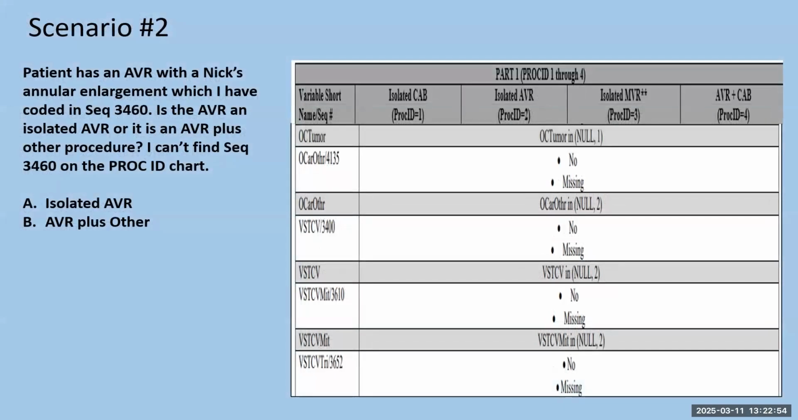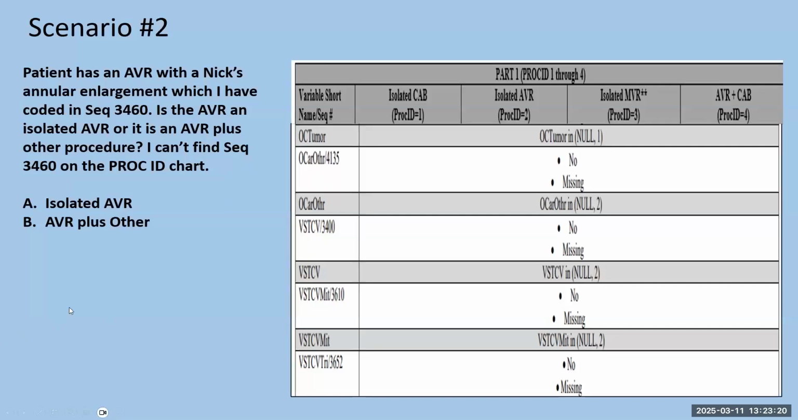Scenario number 2, patient has an AVR with a NICS, annular enlargement, which I have coded in sequence 3460. Is the AVR an isolated AVR or is an AVR plus other? I can't find sequence 3460 on the PROC ID chart. So remember, I told you, they're not all there. And if they're not there, they don't affect case isolation.